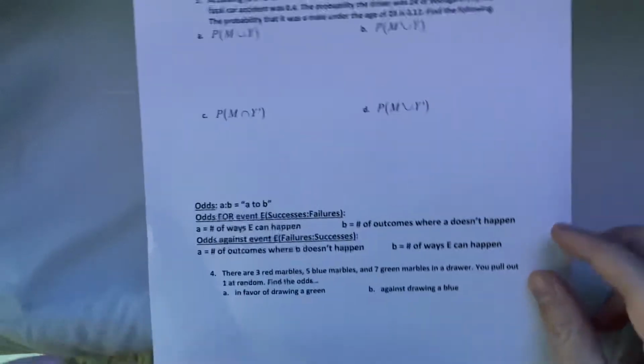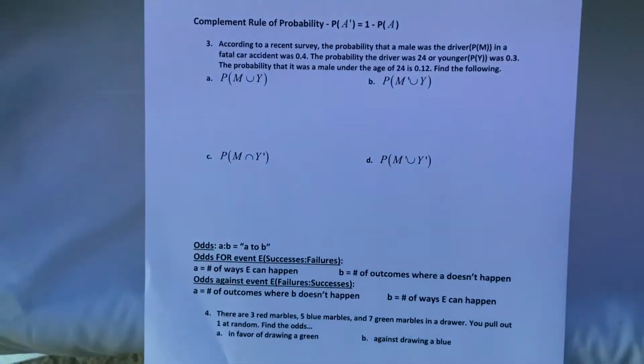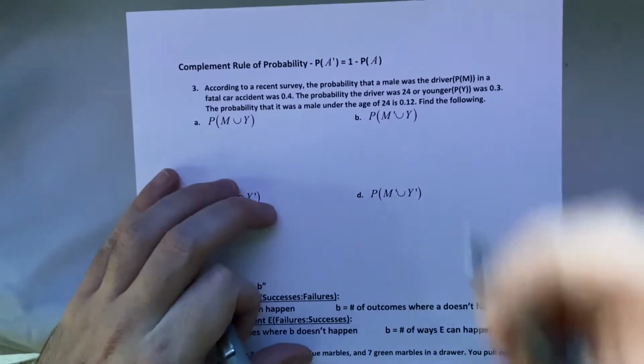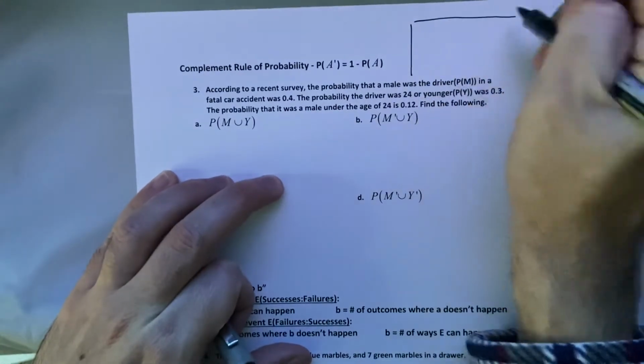Okay. This is how we apply probability, or some of our rules to probability. The complement rule. The probability of A complement is 1 minus the probability of A. So according to a recent survey, the probability that a male was a driver in a fatal car accident was 0.4. The probability the driver was 24 or younger was 0.3. The probability that it was a male under the age of 24 is 0.12. Find the following. So I would always suggest using a Venn diagram on this.